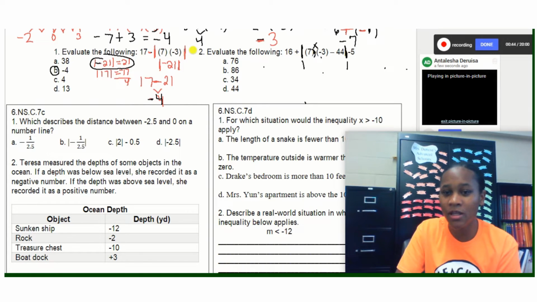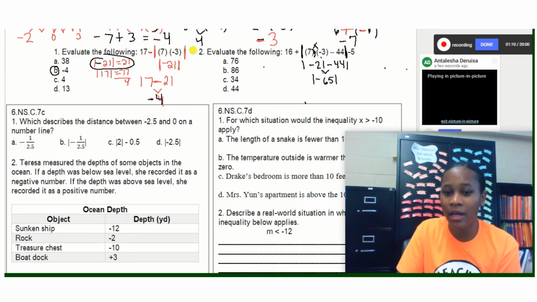A positive times a negative is going to give us -21, right? And then we bring down -44. And then we have -21 plus -44. So they have the same sign, so we add the absolute values, keep the sign. And that's going to give us -65. And I want to keep those absolute value lines.